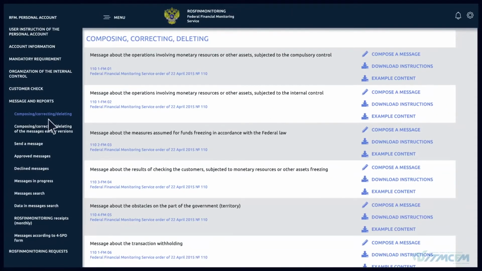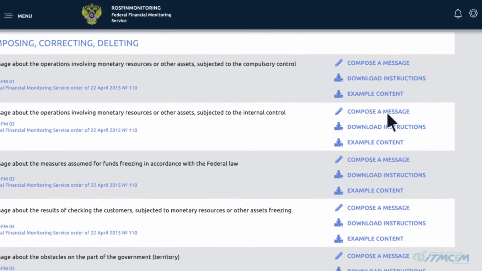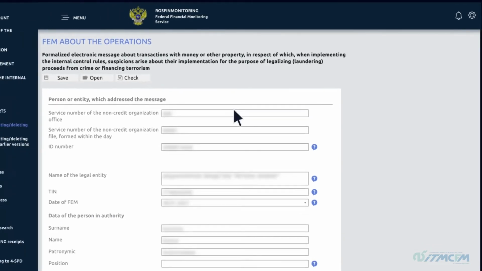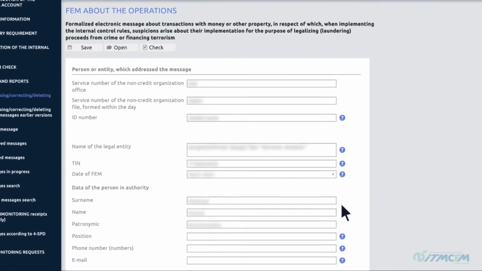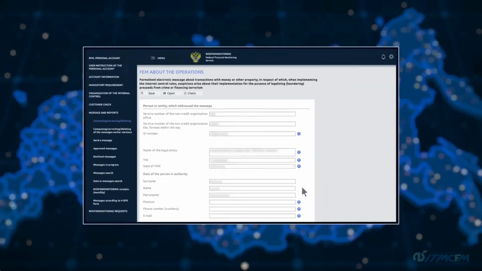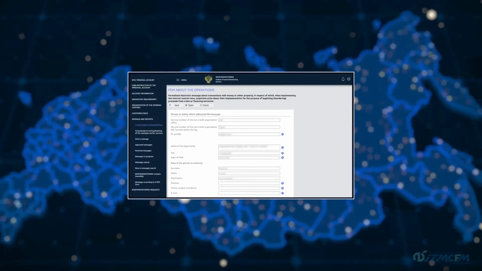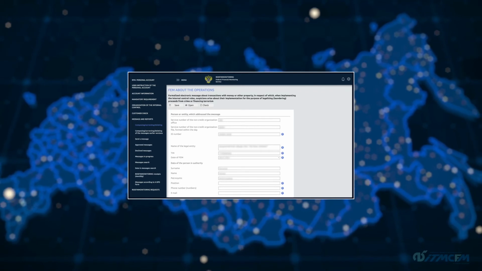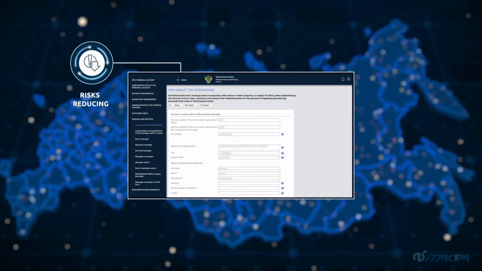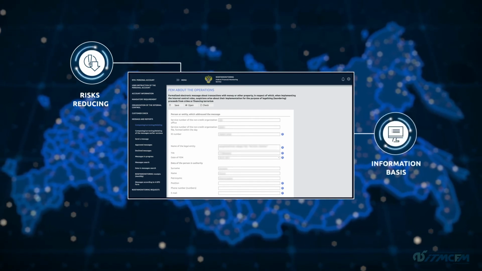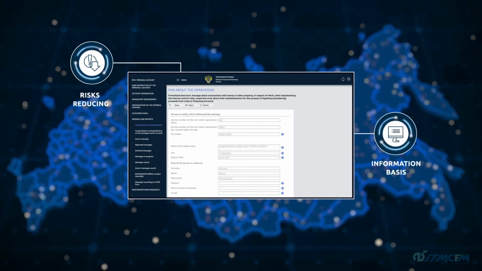If a suspicious transaction or deal is detected, it is necessary to send a formalized electronic message through Personal Account no later than 3 working days after the transaction or deal has been identified. Sending suspicious transaction reports is one of the most effective ways for the subject of primary financial monitoring to reduce risk, and reports themselves are the information basis for the work of ROSFin Monitoring.